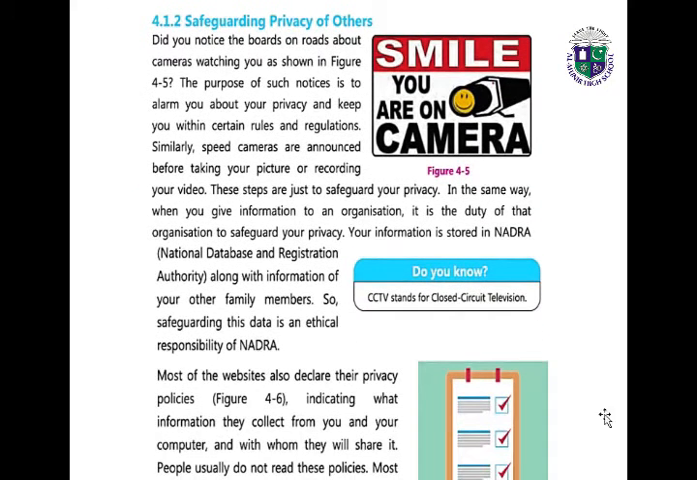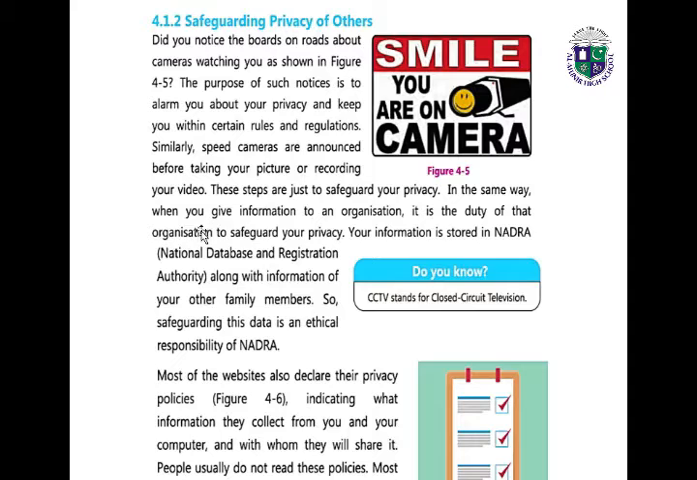How can we safeguard the privacy of others? Did you notice the boards on roads about cameras watching you? The purpose of such notices is to alert you about your privacy and keep you within certain rules and regulations. So these steps are just to safeguard your privacy.